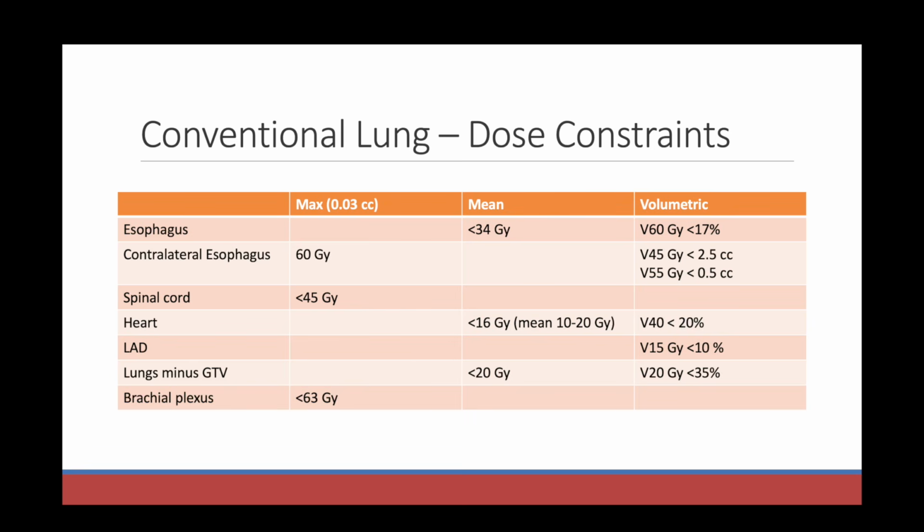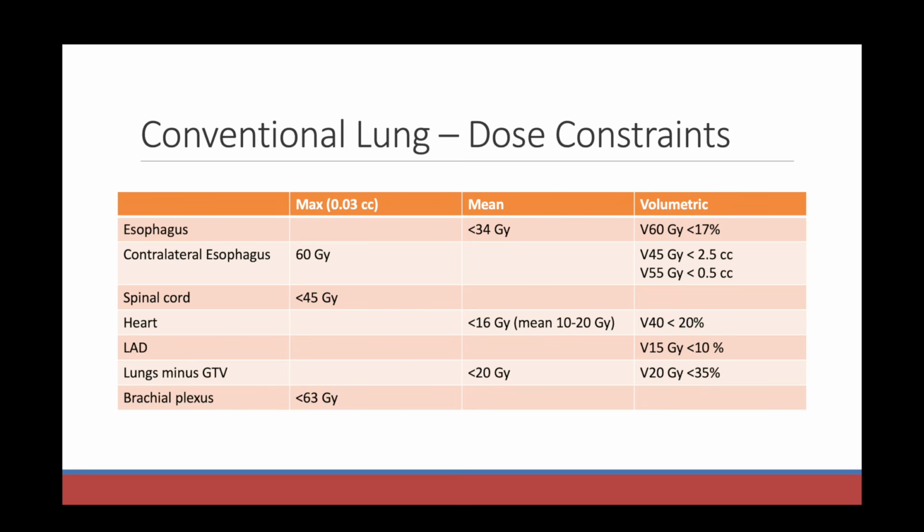For the 45 gray and 30 fractions BID regimen for limited stage small cell, you might get asked about the spinal cord dose constraint, and in the Turrisi regimen, the spinal cord dose constraint was 36 gray maximum, which should be achievable with IMRT planning. But the NCCN guidelines allow a max dose of 41 gray with that BID regimen. So these are just dose constraints to keep in mind for spinal cord with the BID fractionation for small cell lung cancer.